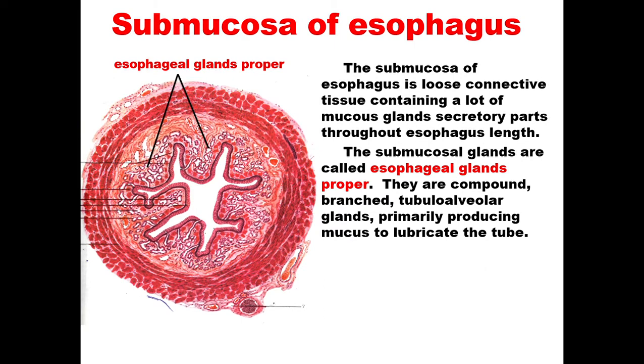The submucosa of the esophagus is loose connective tissue, containing a lot of mucous glands, secretory parts, throughout the esophagus length. The submucosal glands are called esophageal glands proper. Structurally, they are compound, branched, tubular alveolar glands, primarily producing mucus to lubricate the inside of the esophagus.